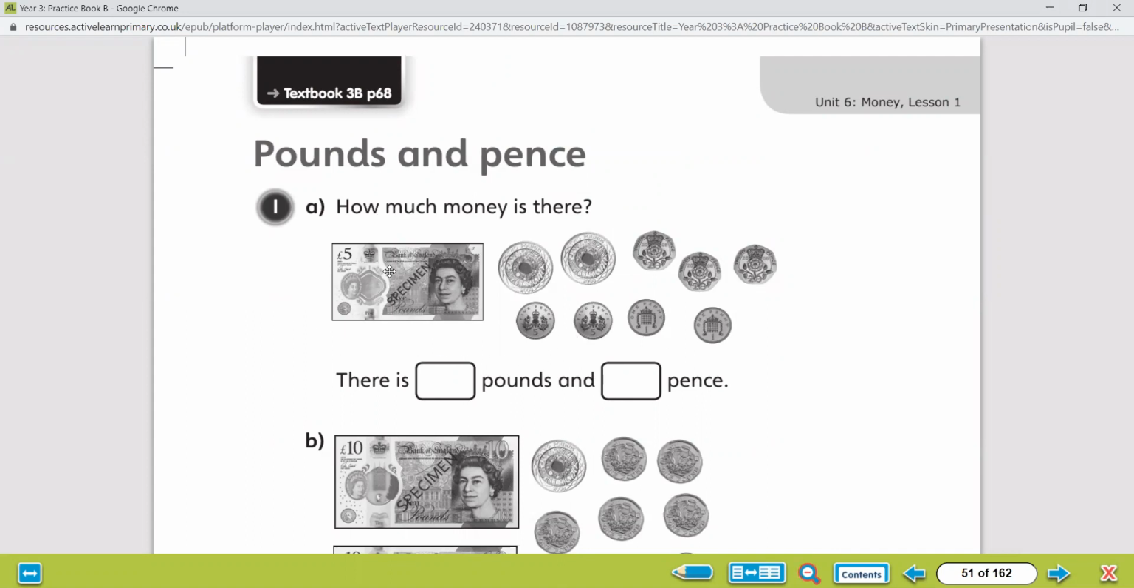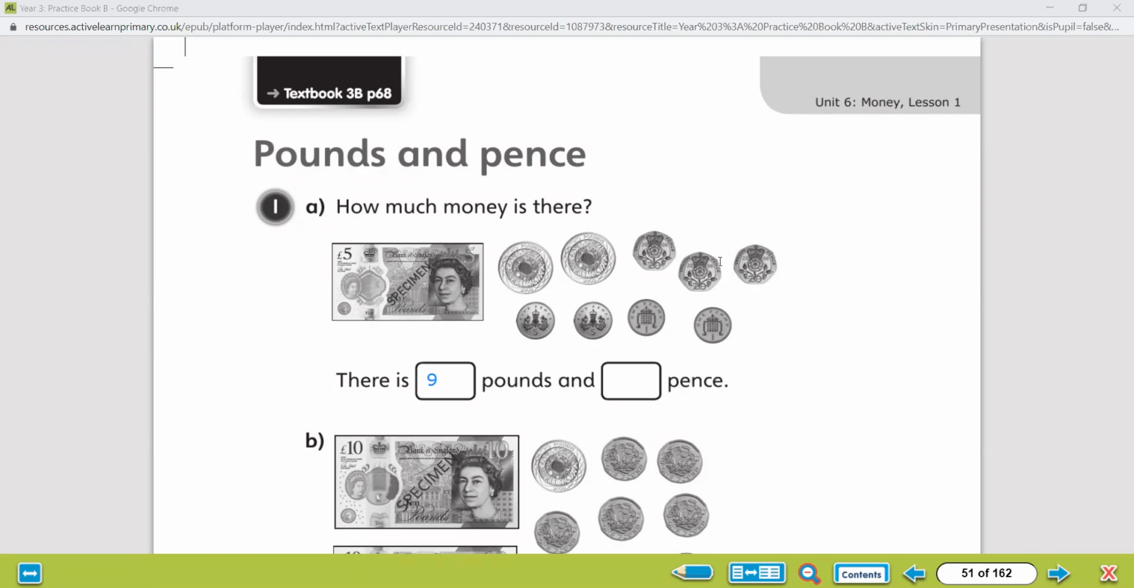So looking at my pounds, I've got a £5 note. And then I've got a £2 coin and a £2 coin. So those are my pounds. So I've got 5, 6, 7, 8, 9. So in here, I'm going to write that I've got £9.